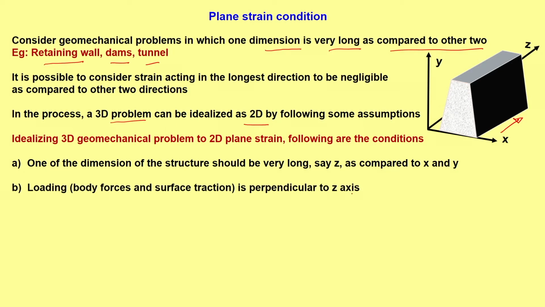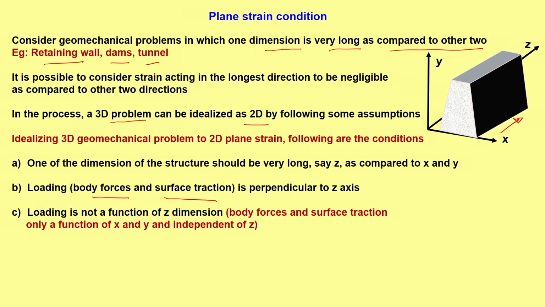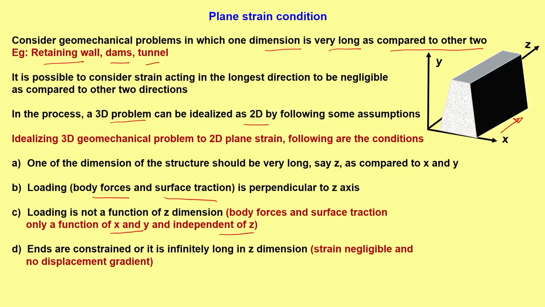Loading is perpendicular to the z axis. That means there is no effect of loading in the z direction, and when I say loading, it includes both body forces as well as surface traction. Now these forces are perpendicular to the z axis, because of which they do not have any effect in the z direction. Also, loading is not a function of the z dimension. Body forces and surface traction are only a function of x and y, and independent of z. So, they do not vary with z.